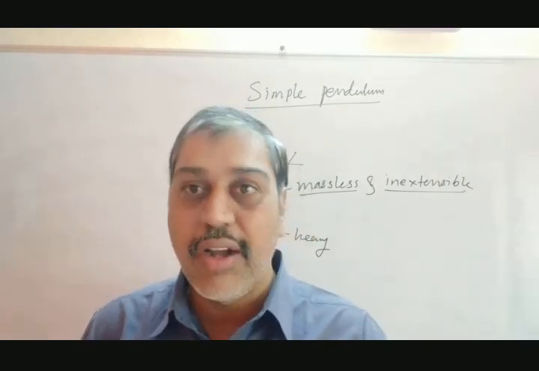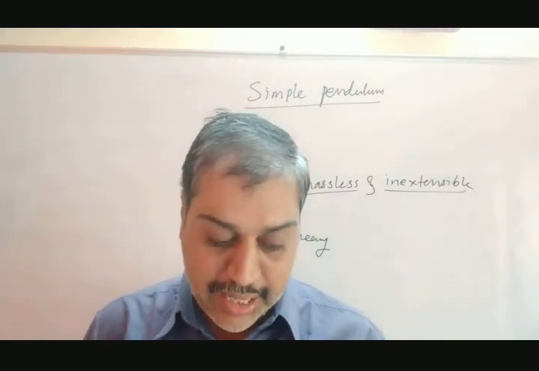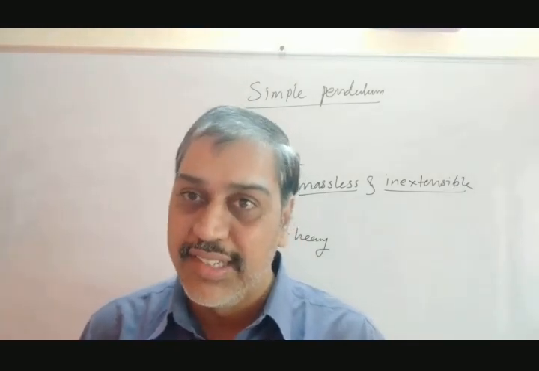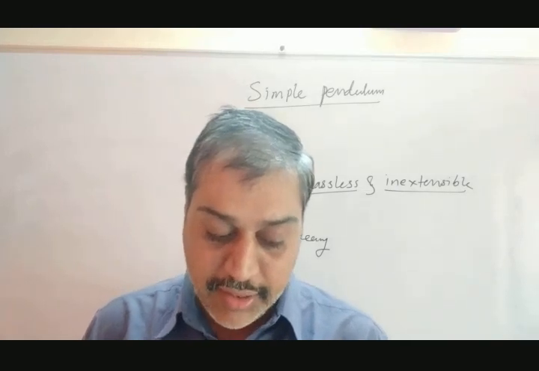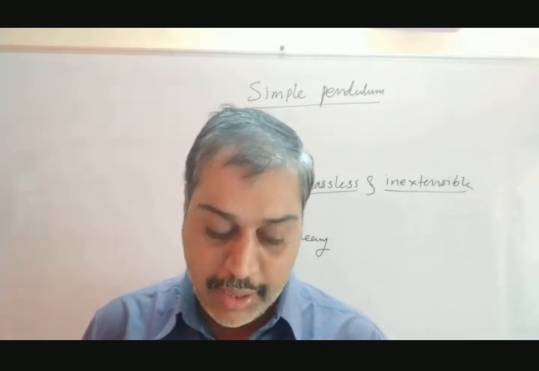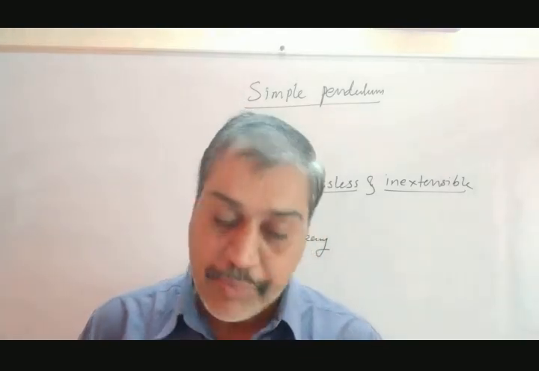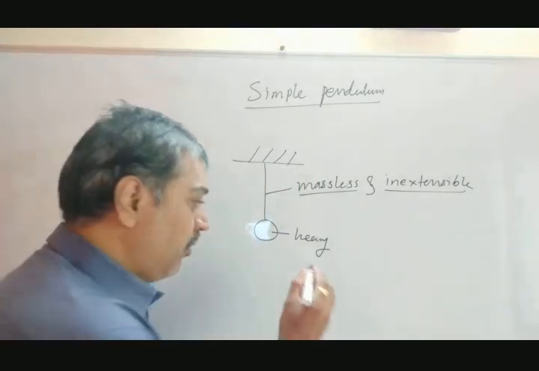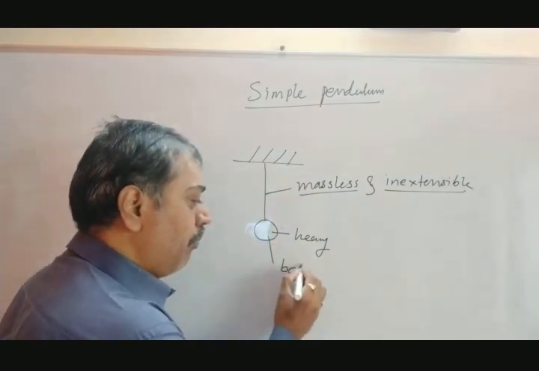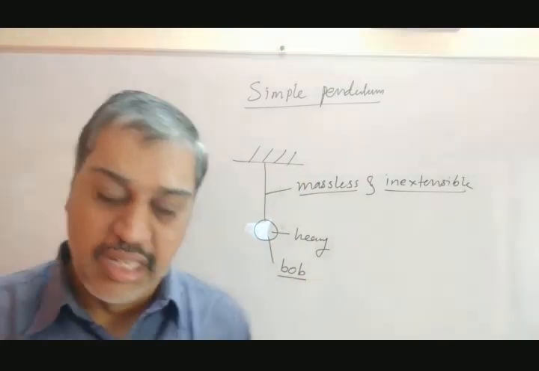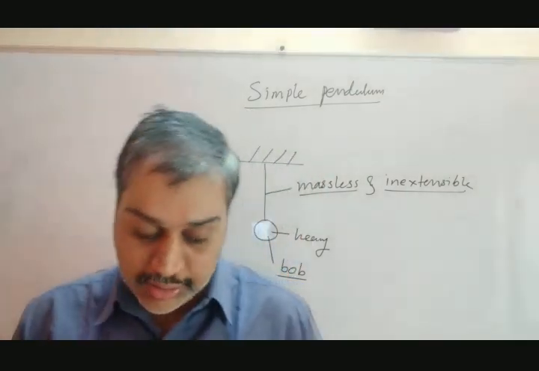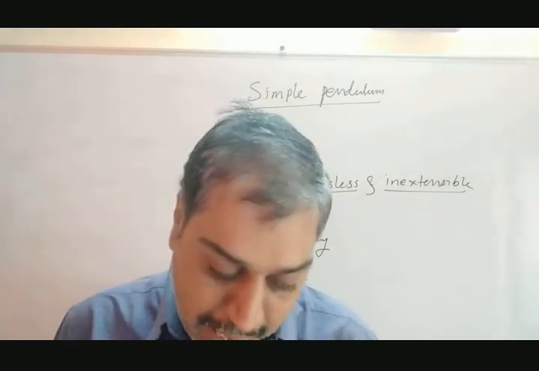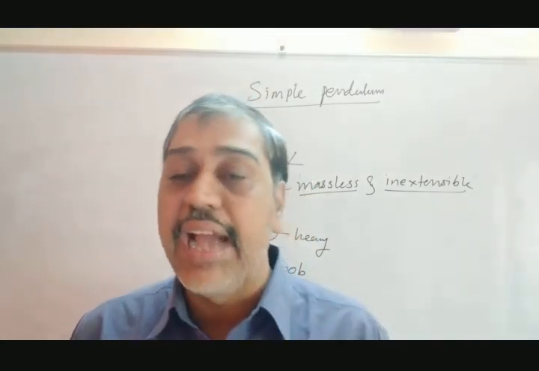Small but heavy, not that much heavy. Small, heavy mass, and it must be spherical, dense. Dense means what? Density is more. Practical simple pendulum is a small, heavy, dense sphere that is called a bob. As we know, this is said to be the bob. Bob of simple pendulum, that we know. The small, heavy sphere called a bob, suspended by a light and inextensible string.